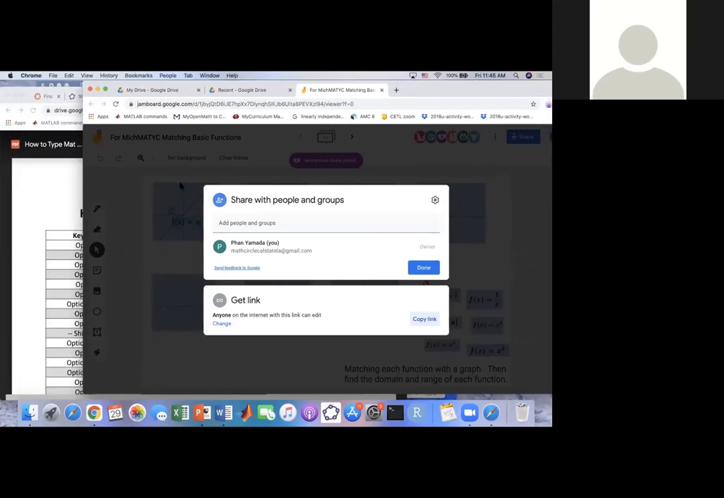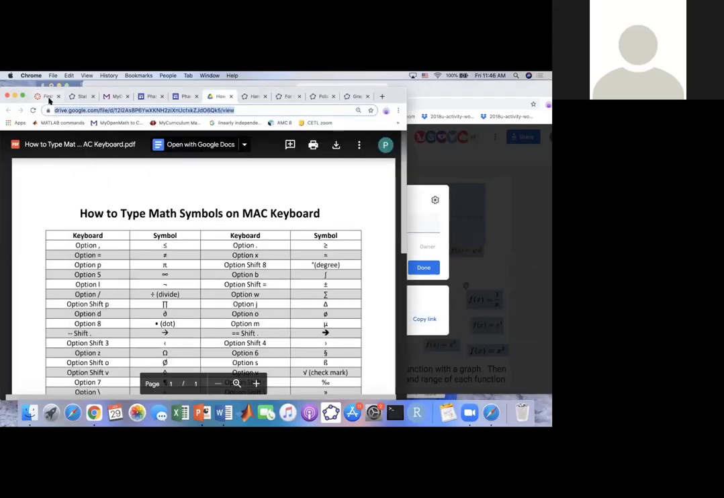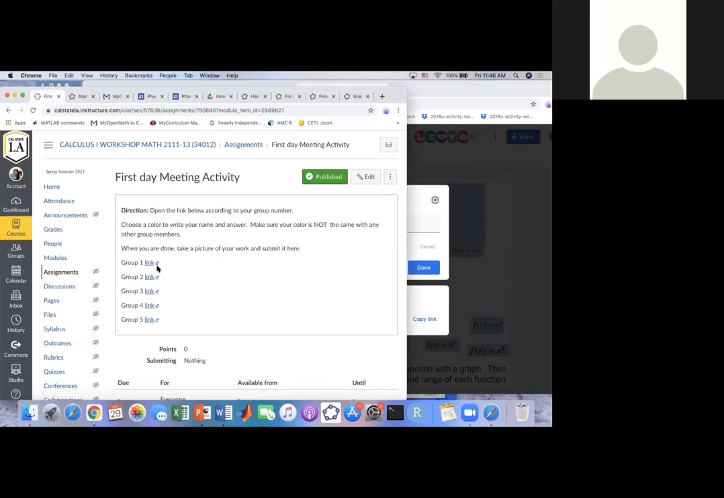Okay, so I give you the link to that Jamboard. I create a Jamboard. So what I do in class, I did like this. I make the Jamboard and then I put in the link like this right here. And I ask the students, you the caller, to write your name and your answer. So that's how I keep track of their work.